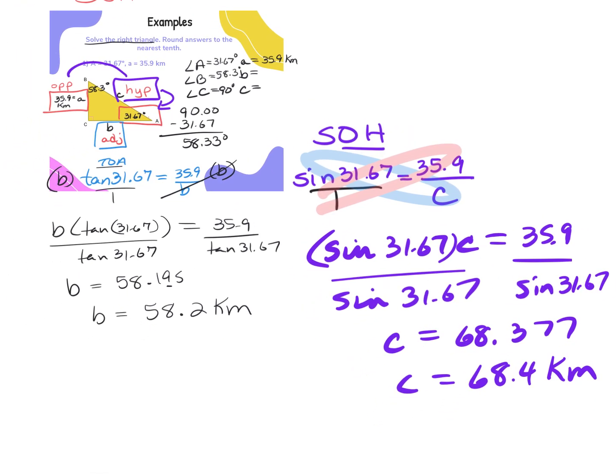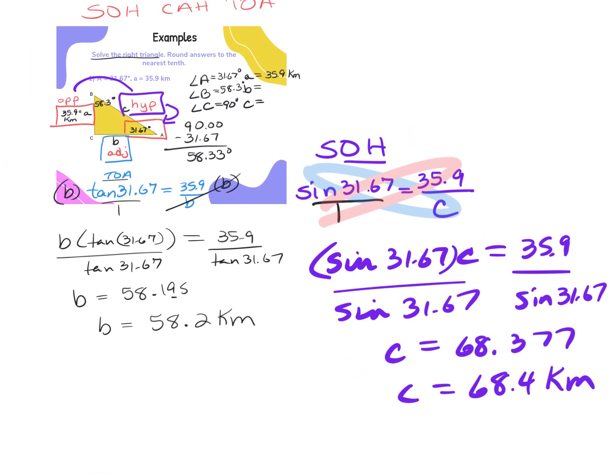Now that we have found all 3 sides and all 3 angles, then we are finished. We have solved the right triangle. When you're done with this, make sure your answers make sense. When you're looking for the 2 acute angles, they should be angles that are less than 90. When you're looking for the hypotenuse, it should always be the biggest number. If it's not, you've done something wrong.